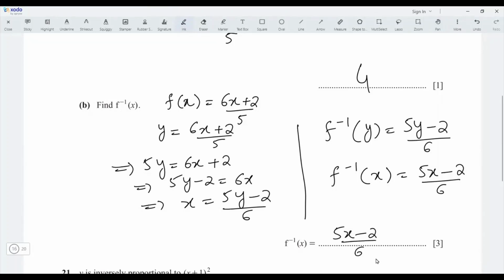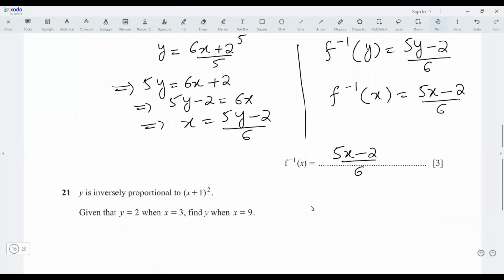If you have any queries, I will explain this in detail very soon. So moving ahead to the next question, it is related to variations.